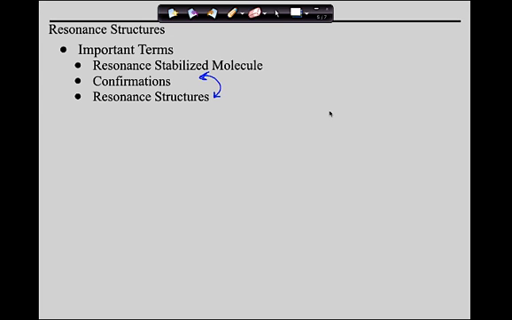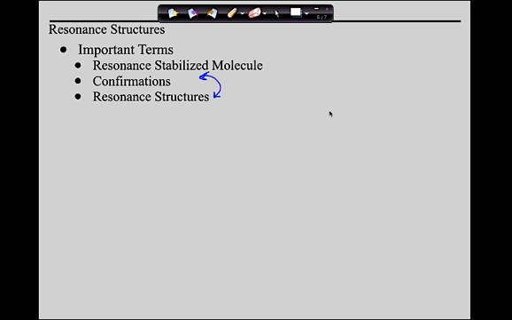So resonance structures and conformations are the same thing. So let's do it in a sentence. Resonance stabilized molecules have multiple conformations. True. Resonance stabilized molecules have multiple resonance structures. Also true. So those two terms are used interchangeably.